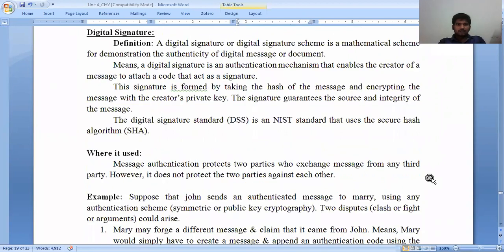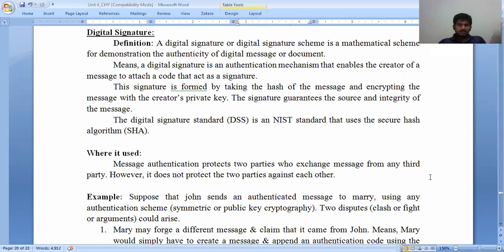Another final important thing is the digital signature. A digital signature scheme is a mathematical scheme for demonstrating the authenticity of a digital message or a document. Generally, we sign a document, and in the same way we digitally sign digital documents.